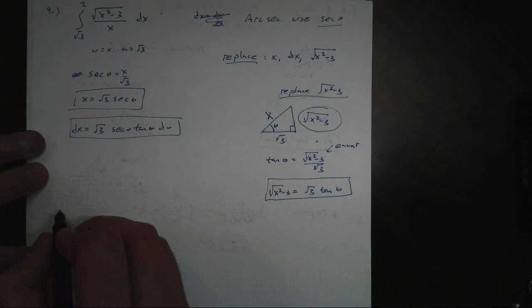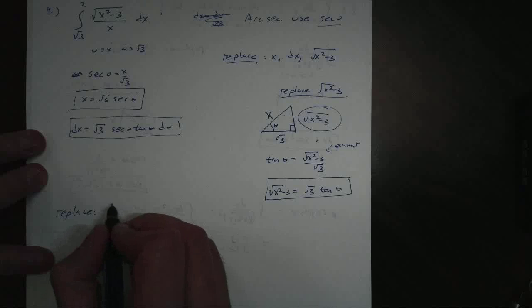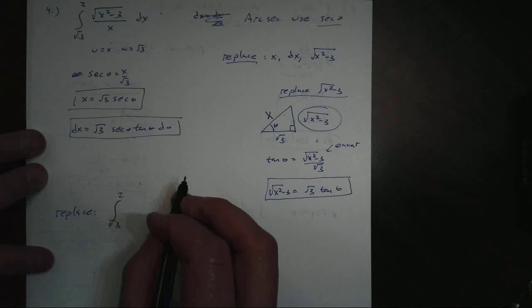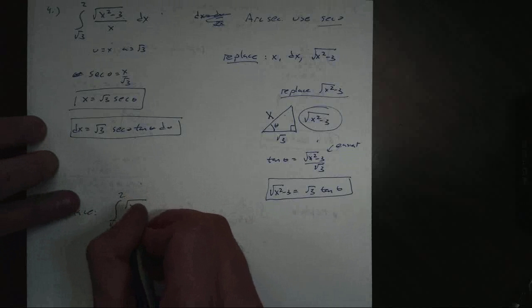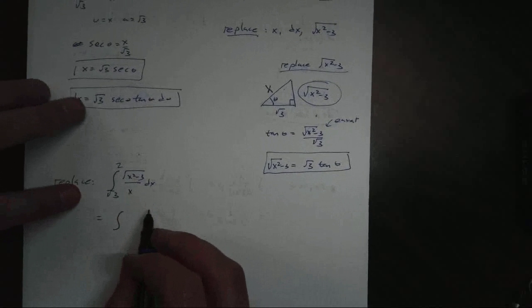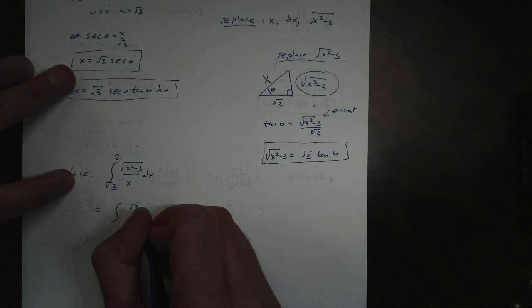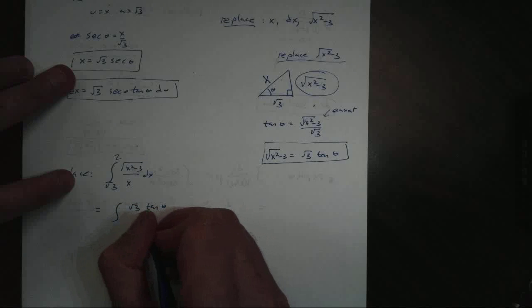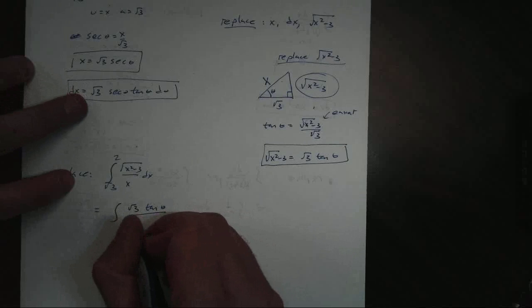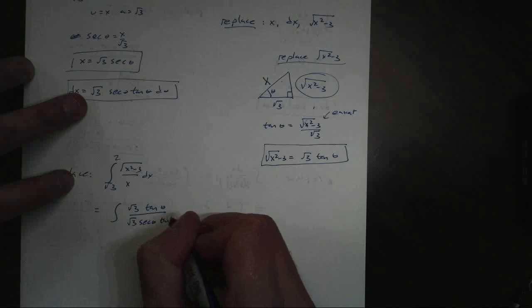Once I have all of this, I can now replace. I'll rewrite out the problem. This now becomes, now notice I'm not going to replace my domain just yet. We said the top here just becomes root 3 tangent of theta. The bottom becomes square root of 3 secant theta tan theta.